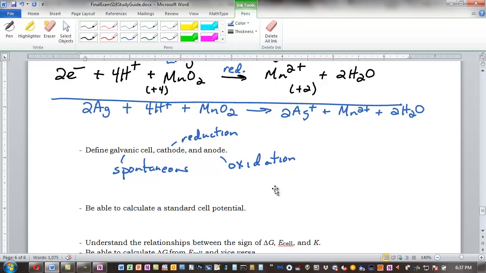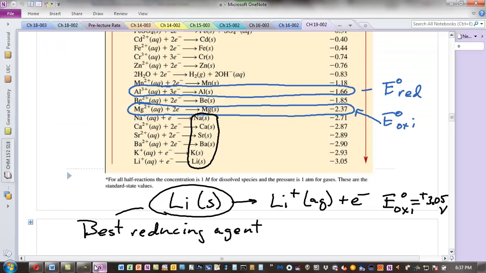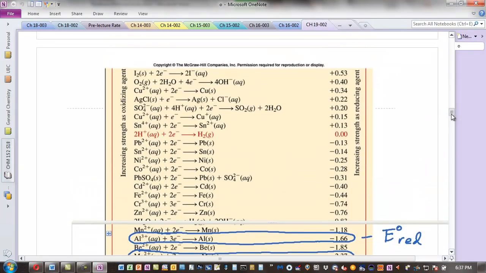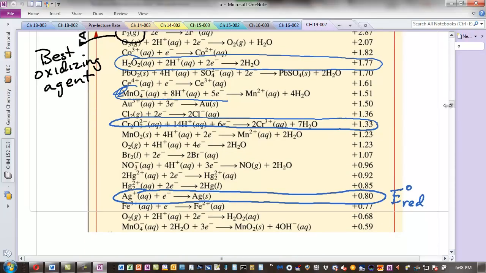Be able to calculate a standard cell potential. Can we do that? Why don't we calculate it for what we just balanced? So let's find silver. Where's silver? It's about 0.8. Where is it? Oh, it didn't go far enough up. There's silver. That's the reduction for silver. What did we have for that half reaction? It was the oxidation, so you're going to need to change the sign of that. And here's the MnO2 reduction. Does everybody see this one right here? MnO2, 4H plus. That's 1.23.